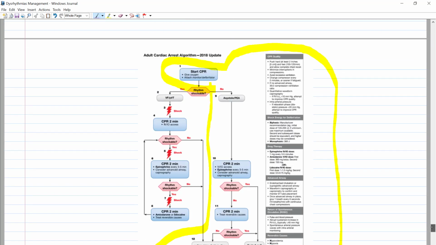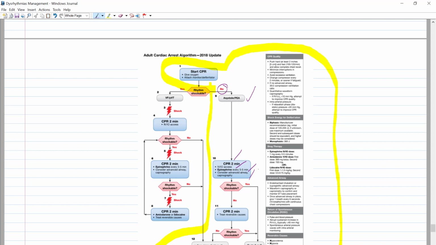Now, what's the algorithm for asystole and PEA? This is what you have to do. Start CPR, attach the patient to O2 and the monitor or defibrillator. Rhythm is not shockable, considered asystole or PEA. You do CPR for 2 minutes. That's the first thing you have to do. And you put an IV and you give epi. And consider putting an endotracheal tube to the patient.